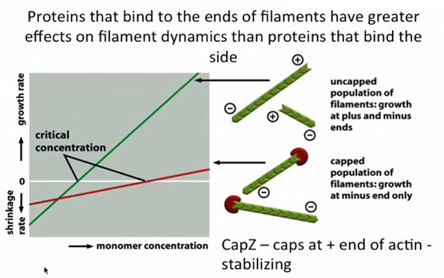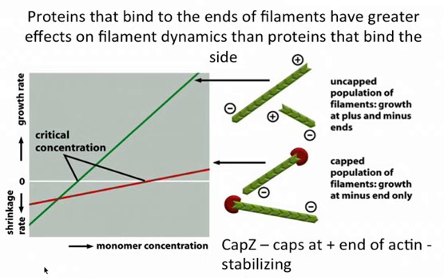So what this is trying to show you is that with no capping, your critical concentration is what's pretty much going to determine shrinkage and growth rate, right? Your concentration of monomer. So as your monomer concentration increases, you're going to have more growth. At lower monomer concentrations, you're going to have shrinkage, what we've talked about in the past. Capping proteins change that.